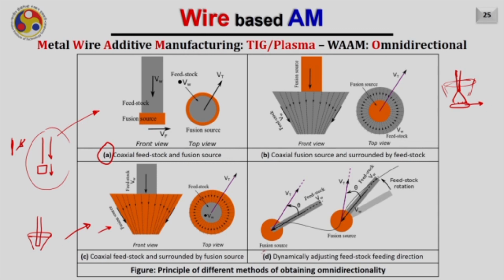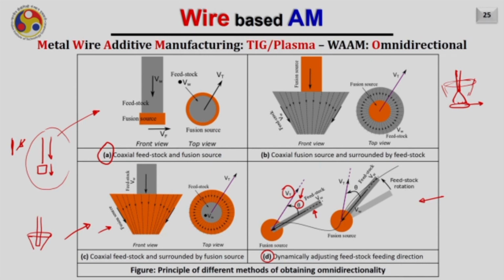The fourth and the easiest one is dynamically adjusting the feedstock. This is the most common and the most popular method which has been adopted by most of the commercial systems of TIG WAAM. So, here the wire is fed like this, and for example, this is your direction of motion of the torch. Now, if there is any angle theta maintained between the direction of motion and the wire feed, then it should remain constant, and then the process will be omnidirectional.